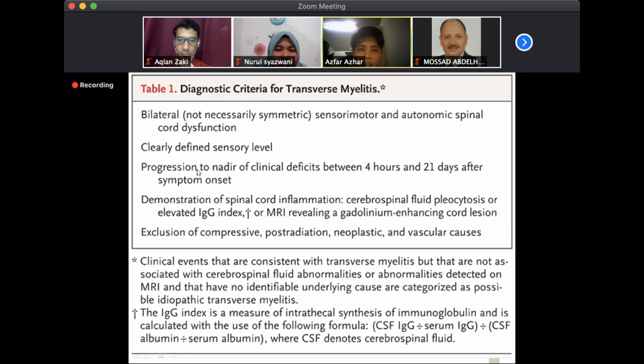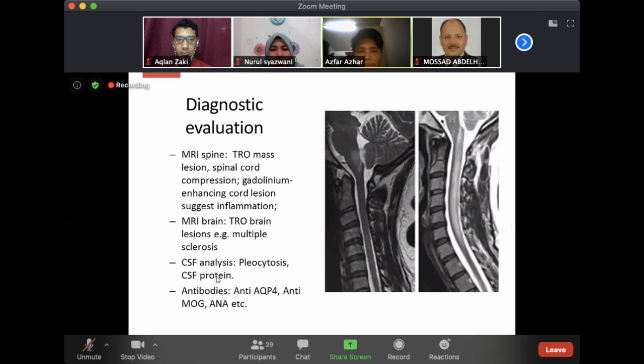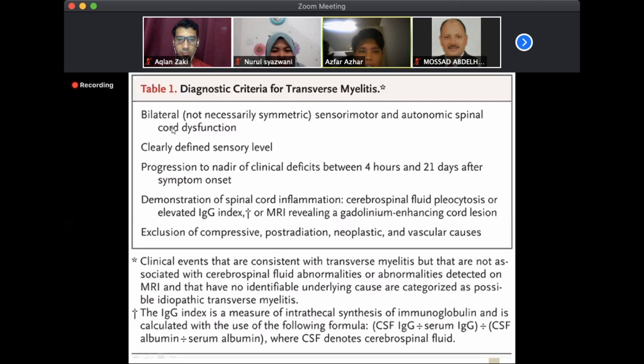And then the progression to nadir of clinical deficit between 4 hours to 21 days after symptom onset. And also demonstration of spinal cord inflammation, CSF pleocytosis or elevated IgG index, or MRI revealing a gadolinium enhancing cord lesion. And also exclusion of compressive, post-radiation, neoplastic and vascular causes. So this is the criteria to diagnose transverse myelitis. Okay? So these are the four criteria.